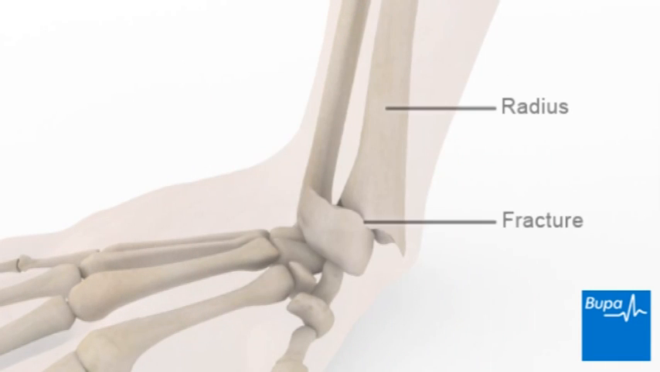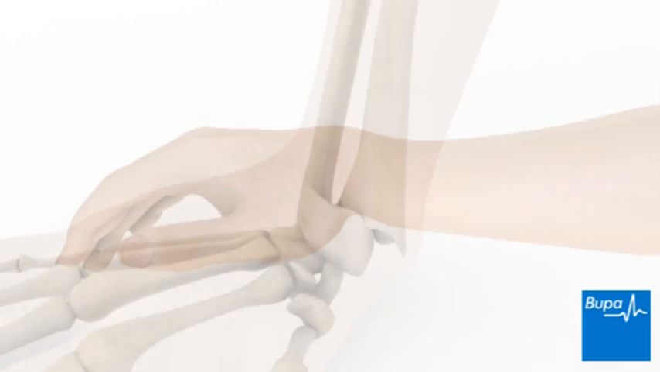Here we show what the broken bone looks like in a Colles fracture. The two edges of the bone have moved out of line. Colles fractures are most common in women over 50. People who have weakened bones due to osteoporosis are more likely to break their wrist when they fall.